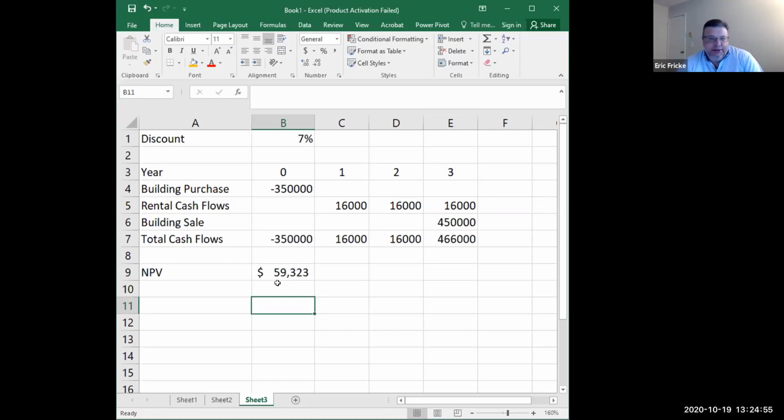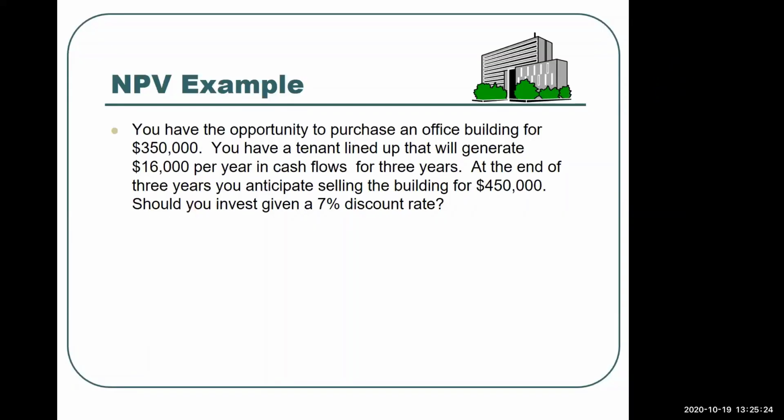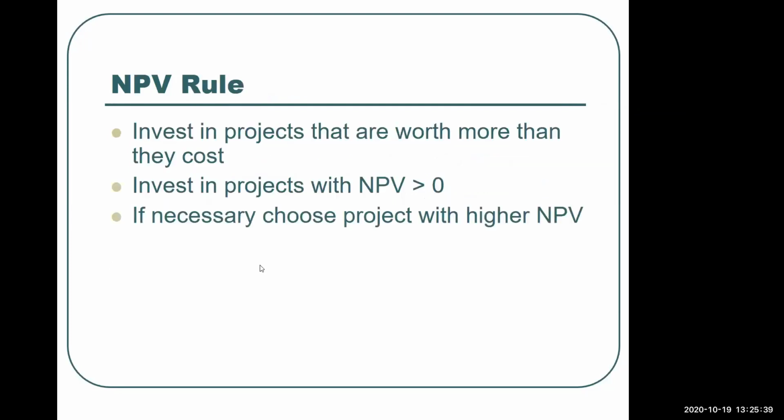Anybody not sure if they got a different answer? Not sure why? Okay. All right, let's go back to the slides then. So the original question was, should you invest given that 7% rate? So I guess what I'm confused on is, we got to the final net present value answer. How do you make your determination from there?